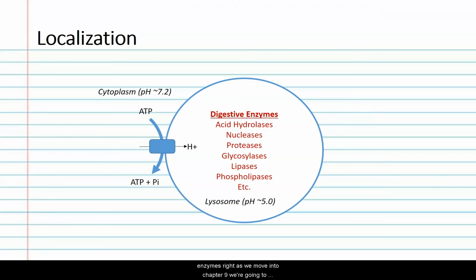All right, as we move into chapter 9, we're going to get into the details of glucose catabolism. This is really at the heart of all living things, this ability to take the energy stored in glucose and release it to be used by the cell.